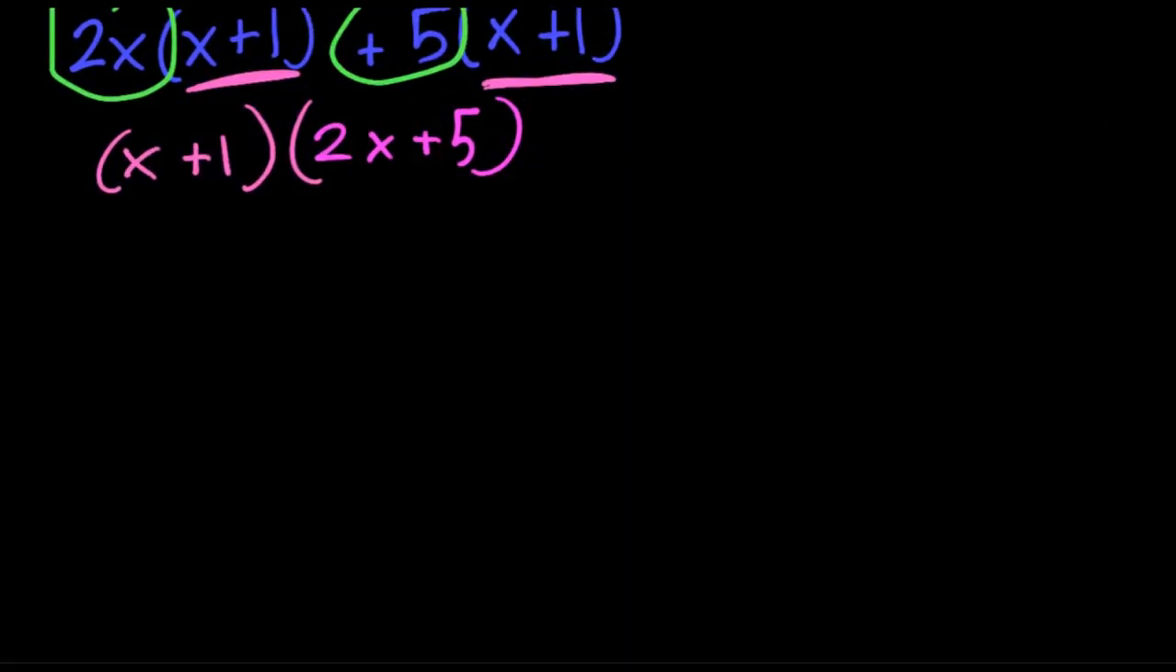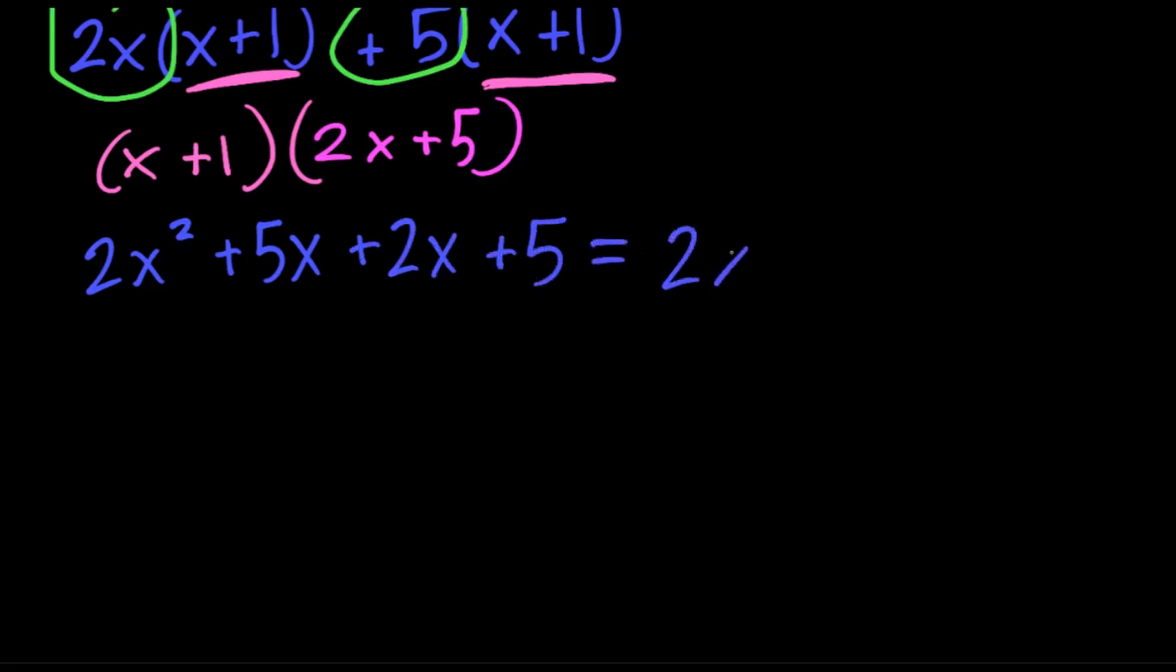So we can multiply that out just to see that it's correct. So x times 2x is 2x squared, x times 5 is 5x, 1 times 2x is 2x, and 1 times 5 is 5. So tidying up, we'll get 2x squared plus 7x plus 5, which is our original value, which is great. But now we need to solve the quadratic.